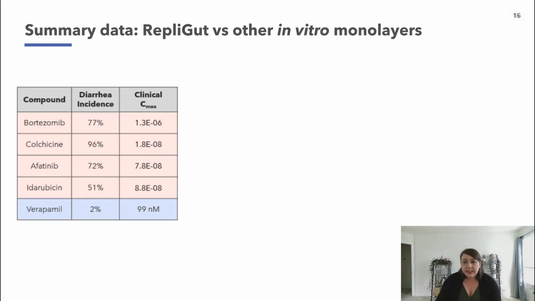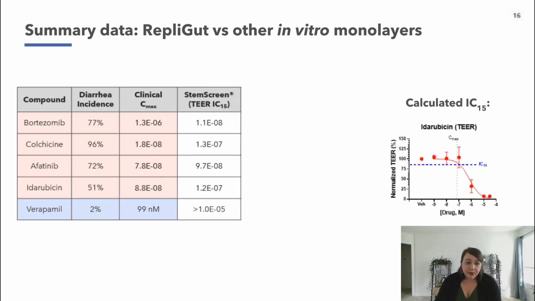So to summarize all the compounds that we talked about, we put together a little graph. So these are the compounds on the left-hand side with their diarrhea incidences or GI tox, and the clinical Cmax that we're seeing in the clinic. Our StemScreen platform, we went to that tier data, so the barrier formation data, and developed IC15s. Now, if you're familiar with tox, you're familiar with IC50s. However, the Peters paper used IC15 to characterize their data.